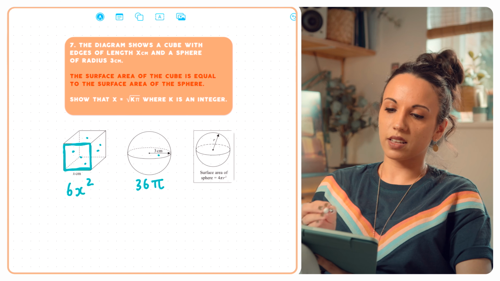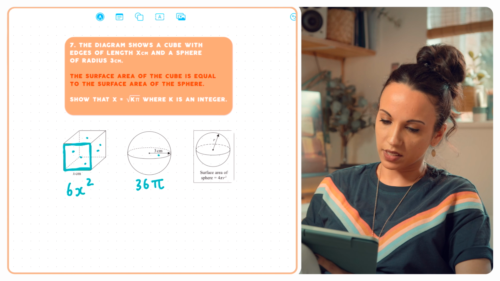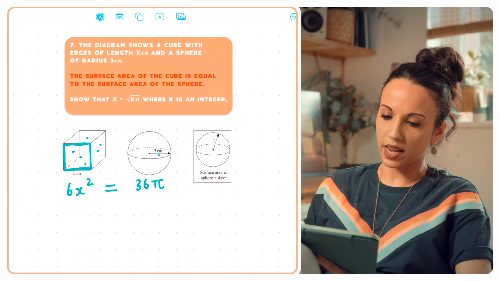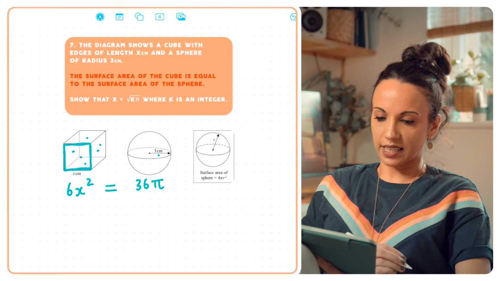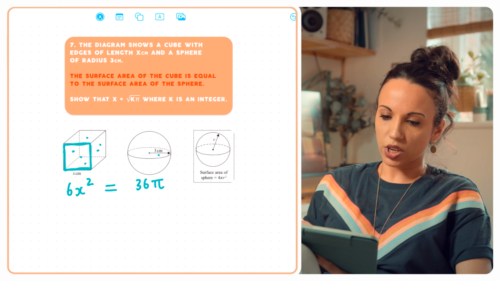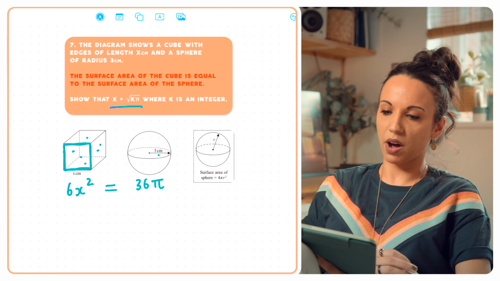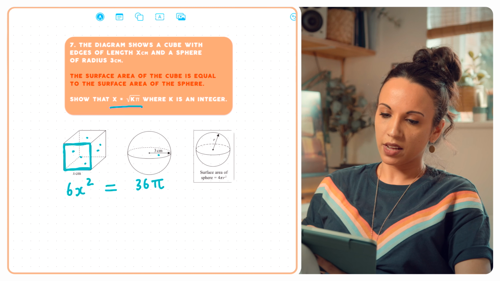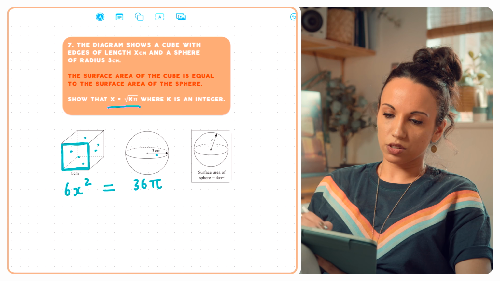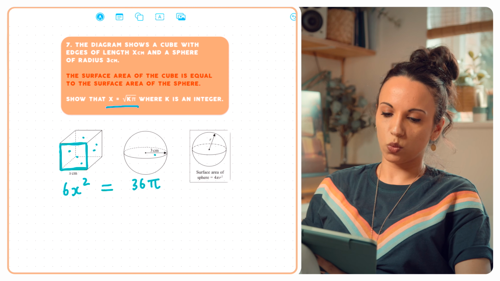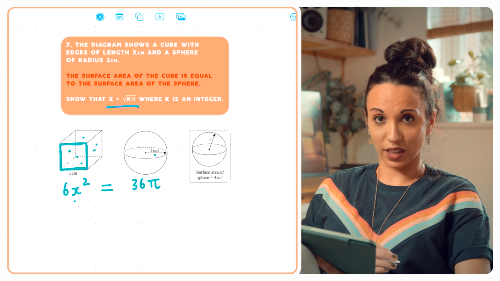So it tells us that the surface area of the cube is equal to the surface area of the sphere. That means that 6x squared equals 36 pi, but we want to show x equals the square root of k pi, where k is an integer. So firstly, if we want to get closer to that equation, we want to have an x on its own on the left-hand side.